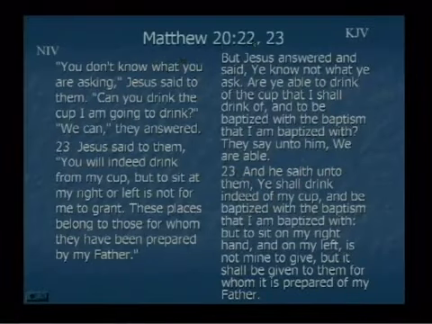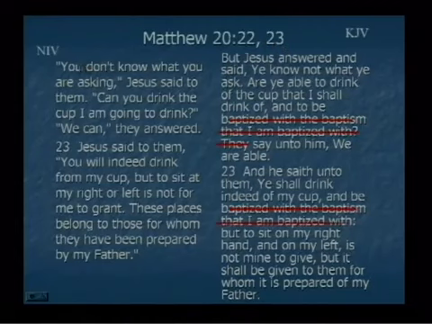Matthew chapter 20, verses 22 and 23. Well, the NIV says, "You don't know what you are asking," Jesus said to them. "Can you drink the cup I am going to drink?" "We can," they answered. Nice. Jesus said to them, "You will indeed drink from my cup, but to sit at my right or left is not for me to grant. These places belong to those for whom they have been prepared by my Father."